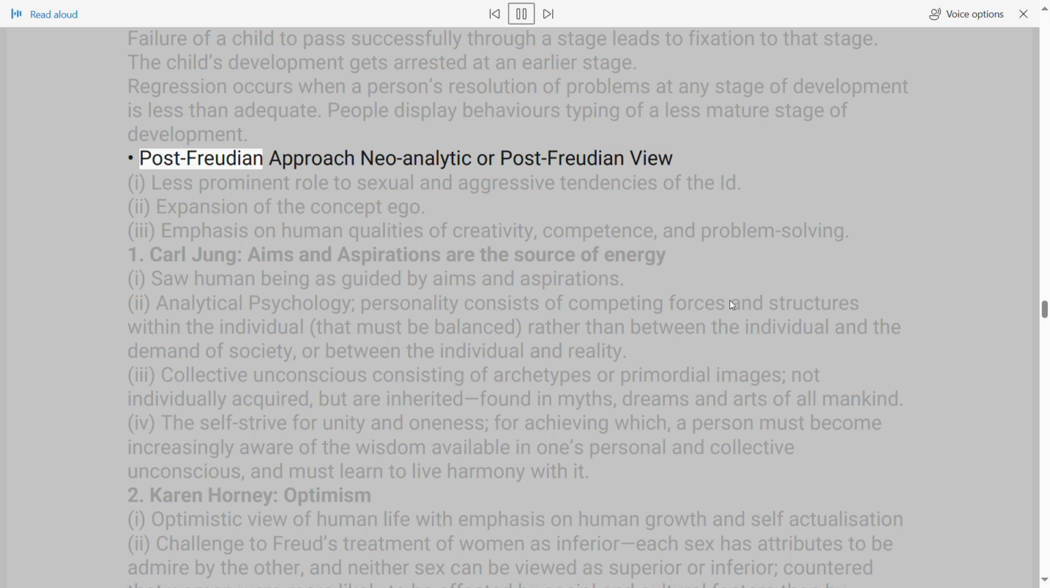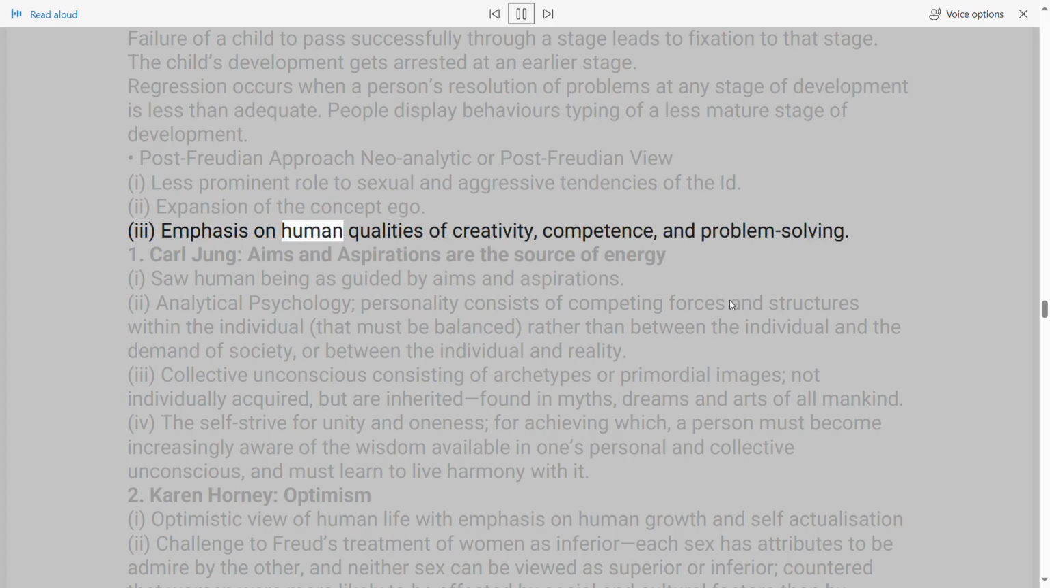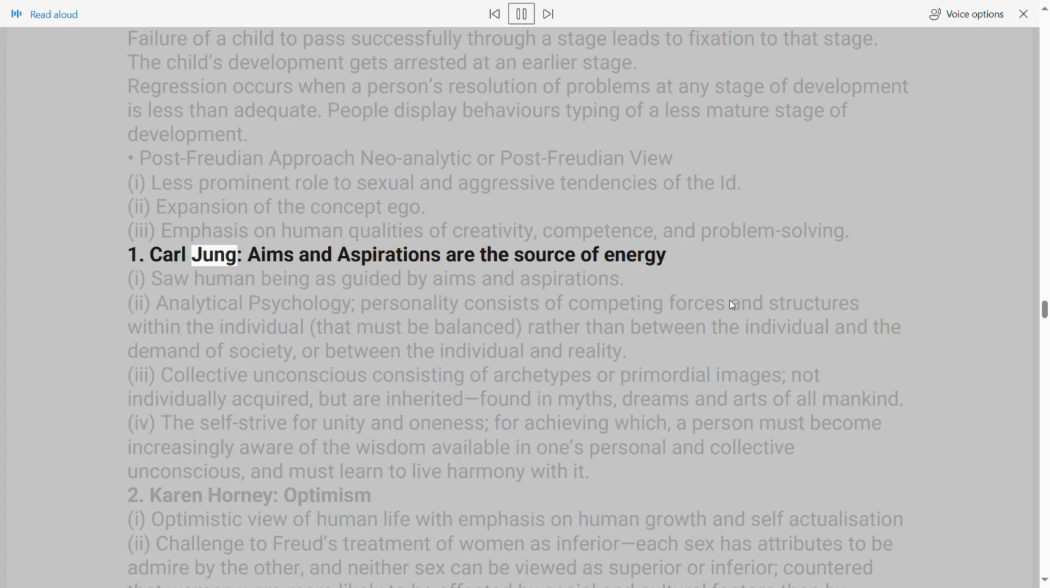Post-Freudian approach, the neo-analytic or post-Freudian view: 1. Less prominent role to the sexual and aggressive tendencies of the id. 2. Expansion of the concept of ego. 3. Emphasis on human qualities of creativity, competence, and problem-solving. 1. Carl Jung: aims and aspirations are the source of energy. He saw human beings as guided by aims and aspirations.